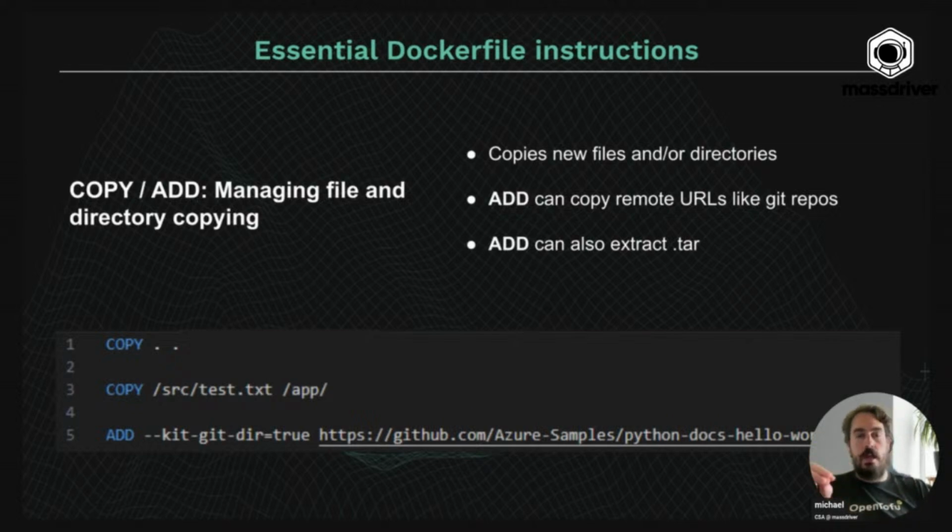Line 5, ADD, then an argument equals true, and then a GitHub URL. This line creates a new app directory in the container and copies the remote repository from GitHub into that container. The argument that we have set ensures that the .git directory is also included in that copy. If you don't want the .git directory, you can omit the argument or set it to false.